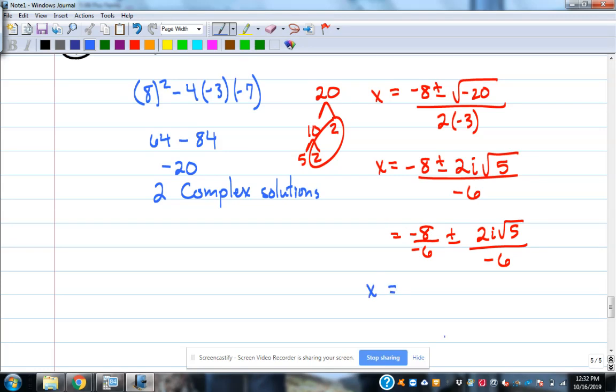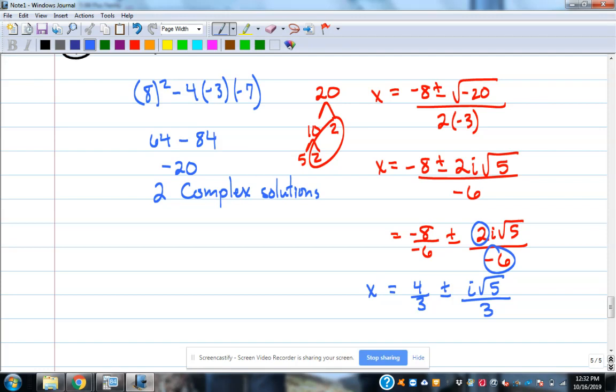So negative 8 over negative 6 reduces to be positive 4 over 3. 2 and negative 6 are both divisible by 2, so that's going to be plus or minus i radical 5 over 3. Where did the negative go? Into that plus or minus.